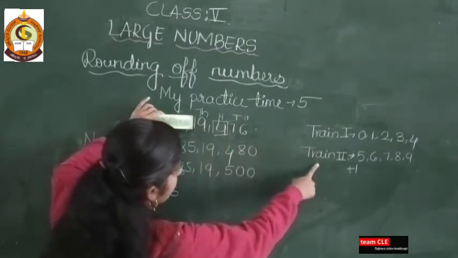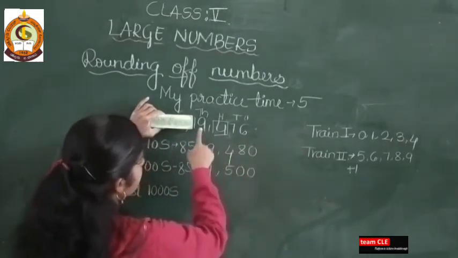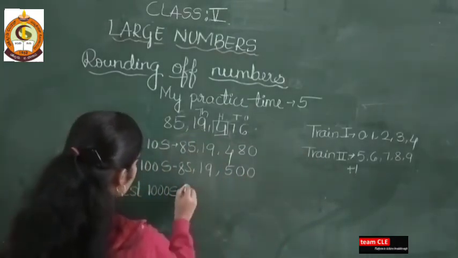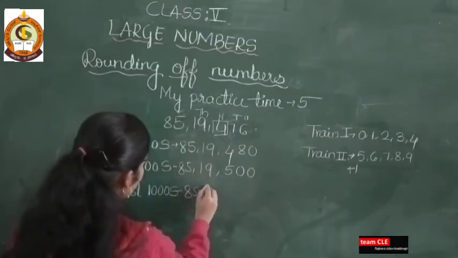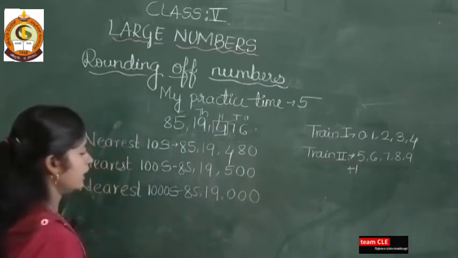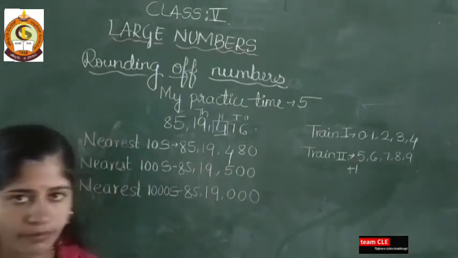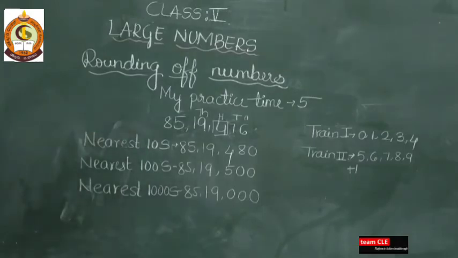So how much is it? 4 will come in tray number 1, so there is no need to add 1 here. So 8, 5, 1, 9 and the remaining digits become 0. 85 lakh 19,000 will be the answer. I hope you are getting my points.